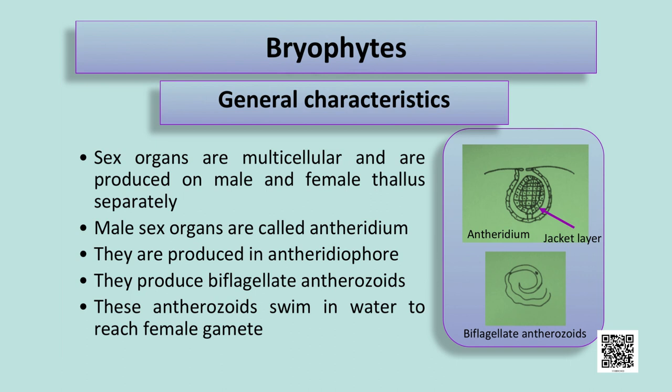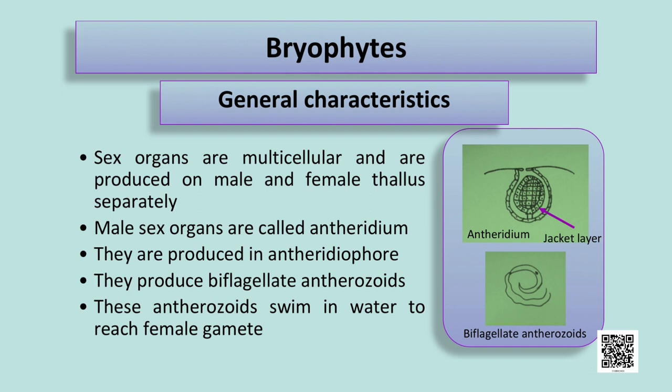During evolution, for adapting themselves to land, the sex organs developed a covering called a jacket layer to prevent themselves from drying out. The male sex organs are called antheridium. In this picture, you can see the jacket layer which surrounds antheridium. Antheridia are produced within specialized structures called antheridiophore. Each cell within antheridium produces a biflagellate antherozoid.